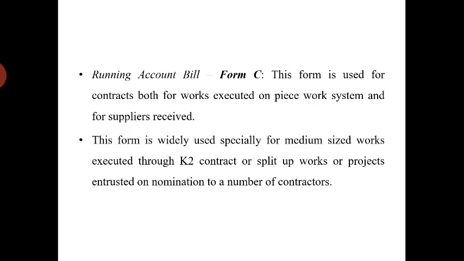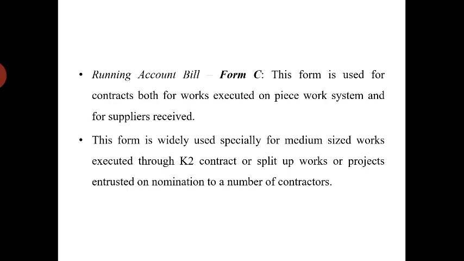Then we will start with the running account bills, that is form C. This form is used for contracts, both for work executed on piecework system and for the supplies received. Here, form C is totally different from form A. Form A is like advance payment. A stands for advance, and C stands for completion.